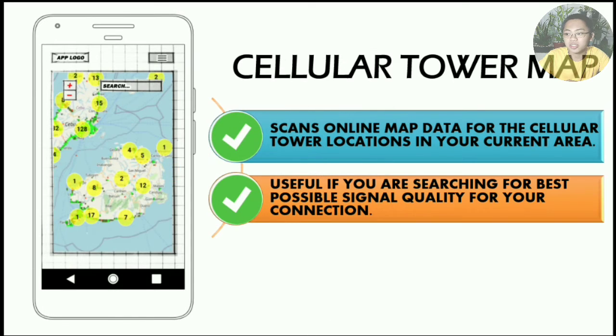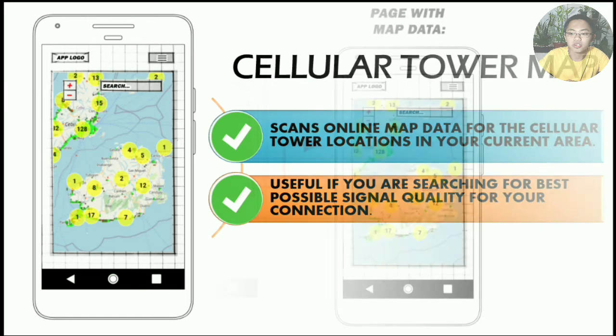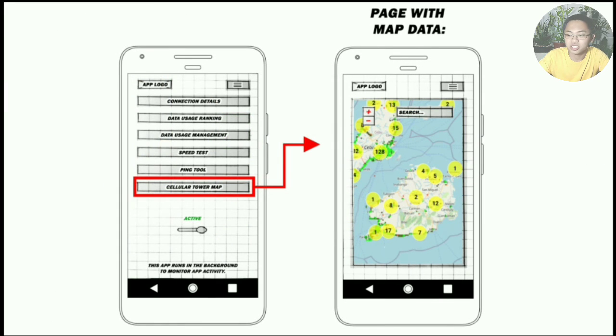Next, cellular tower map. This scans online map data for the cellular tower locations in your current area. This would be useful if you are searching for the best possible signal quality for your connections. This slide shows how the feature will look like, and as you can see, there's a map and there are numbers around. So these numbers represent how many cellular towers are there in a cluster.